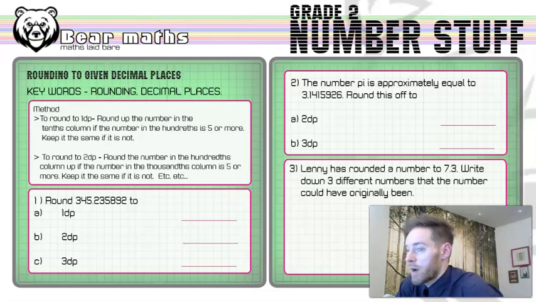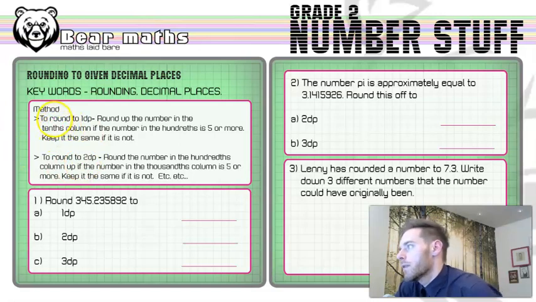So the keywords are rounding, again, which I mentioned in the last video, is just kind of giving an approximation, making something less accurate. Decimal places. So these are the numbers which are after the decimal point in this context here.